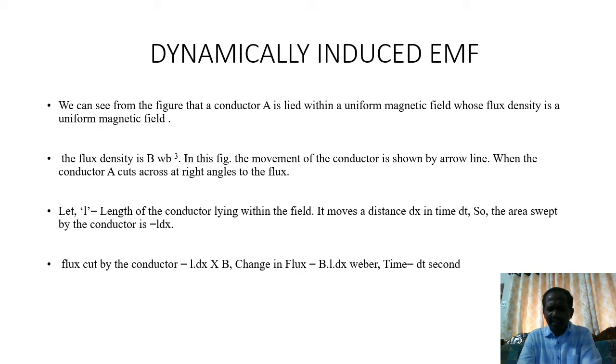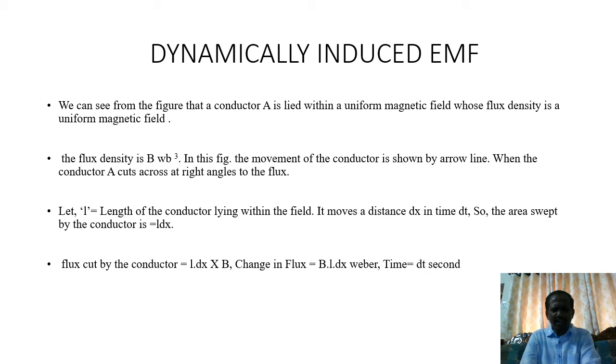Assume conductor A cuts across at right angle to the flux. L is the length of the conductor lying within the field. It moves a distance dx in time dt. So the area swept by the conductor is L dx. L is the length of the conductor, dx is the change in distance, so L dx is the area.